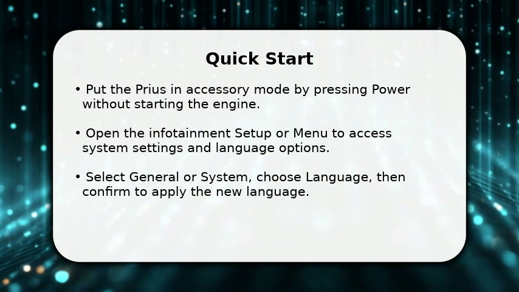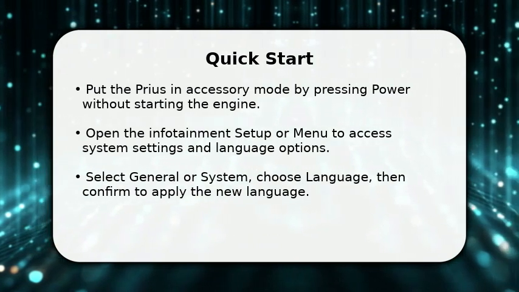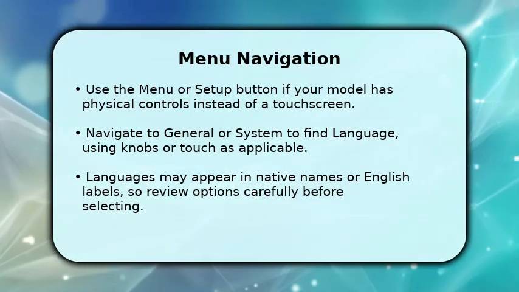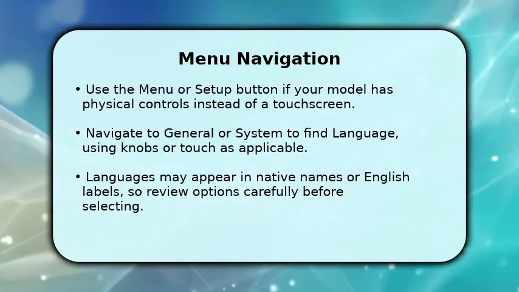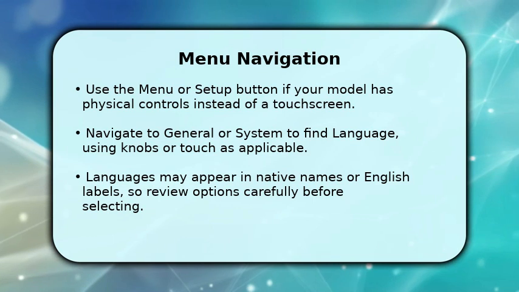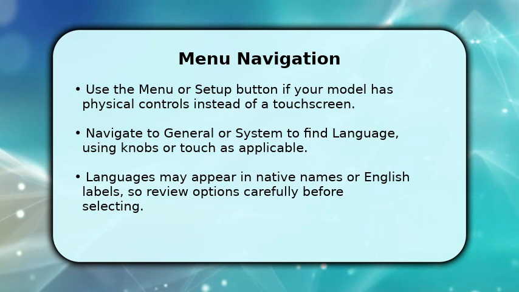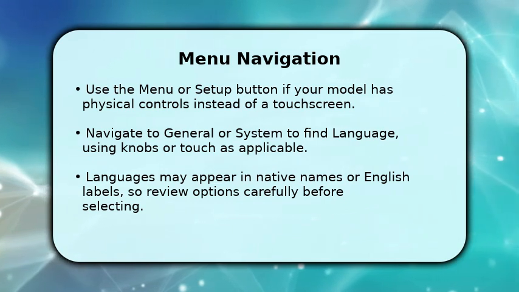I'll guide you through menus, button presses, and troubleshooting in a calm, step-by-step way. Changing language often differs by Prius model, so check which infotainment you have and whether you use touchscreen or knobs. Use the menu or Setup button, navigate to General or System, then choose Language.